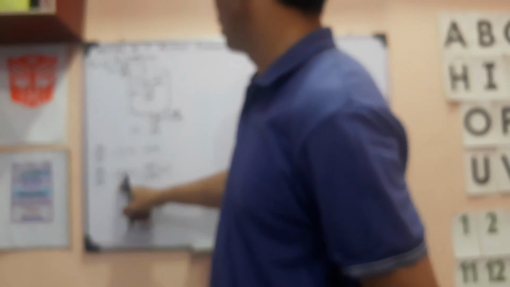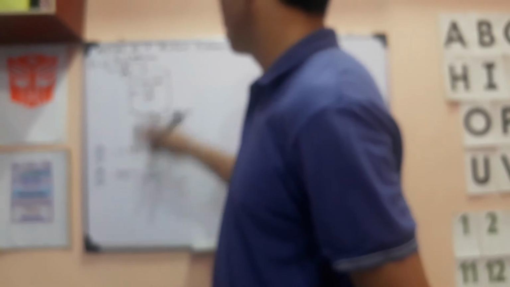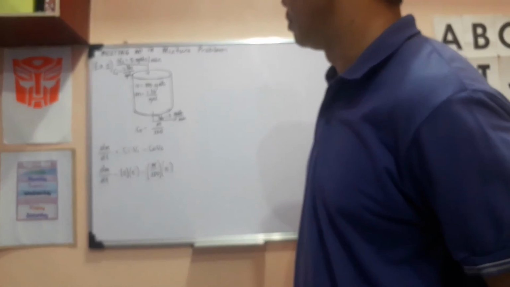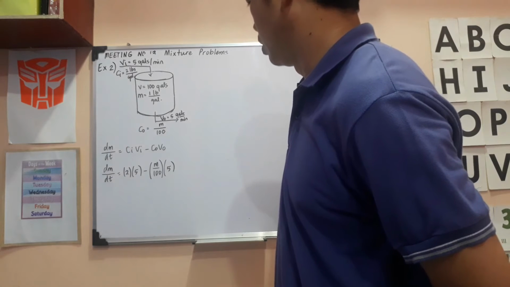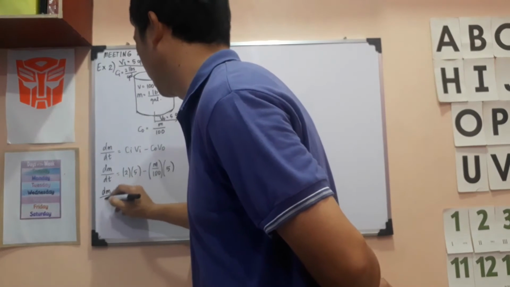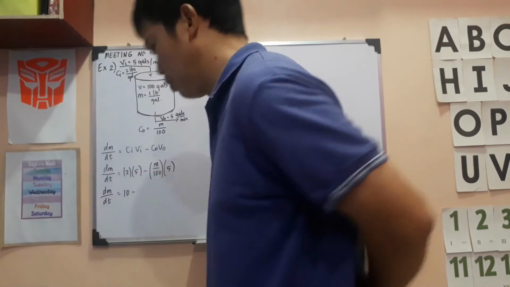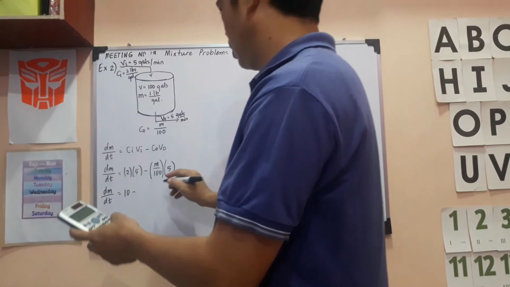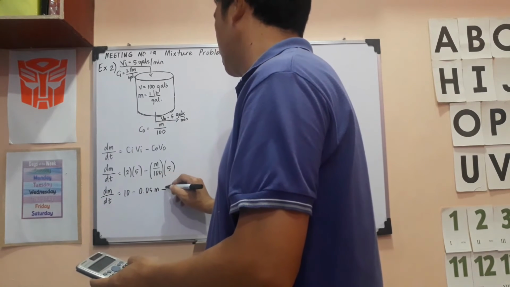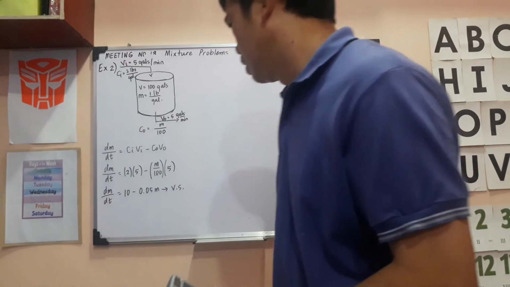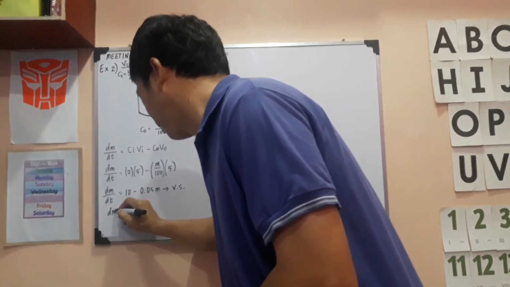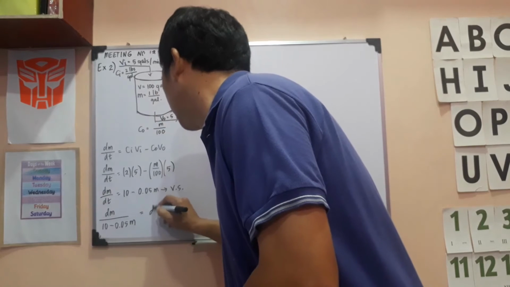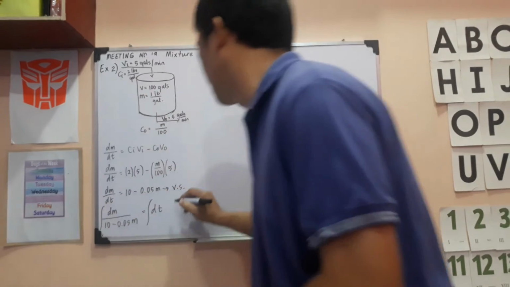So, ulitin natin. C sub I, B sub I, minus C sub O, M over 100, and then 5. B sub O. So, dm over dt is equal to 10 minus, what is 5 over 100? 0.05? So, double check natin. 0.05 of m. So, this is variable separable. dm over 10 minus 0.05 of m is equal to dt, and then I will integrate both sides.